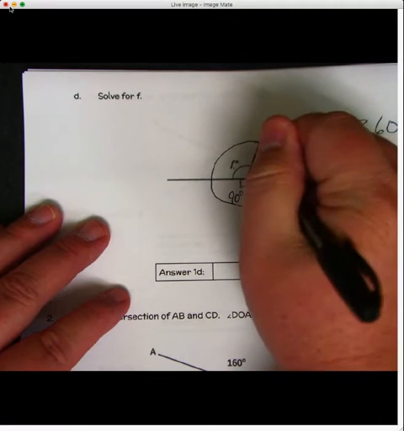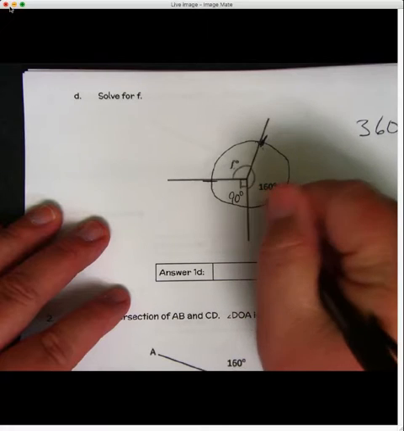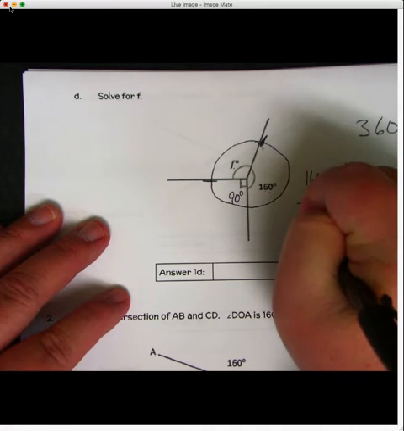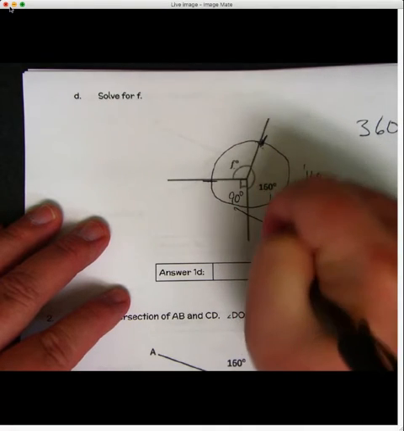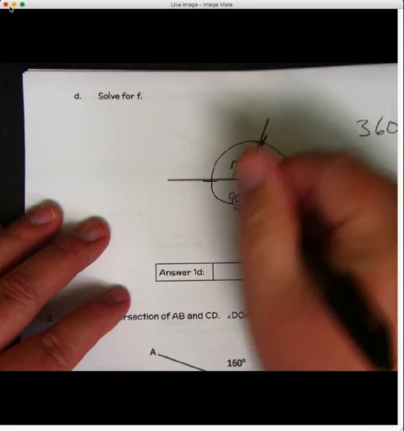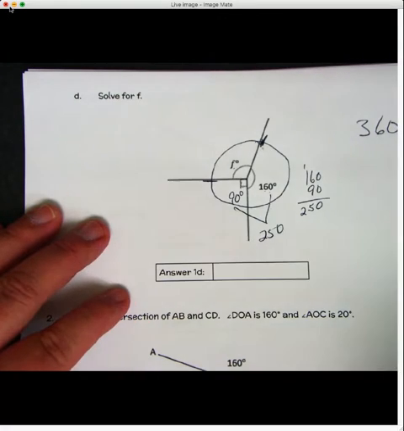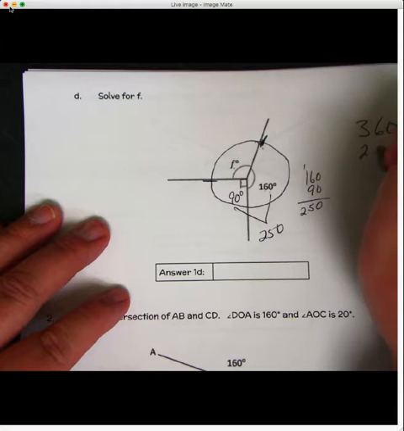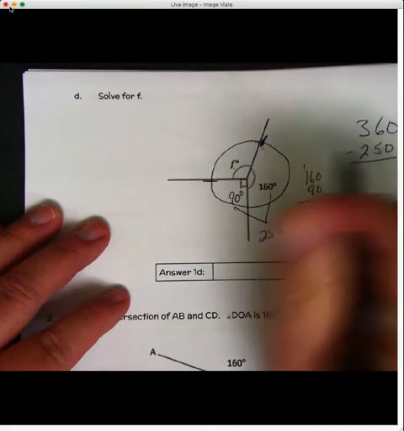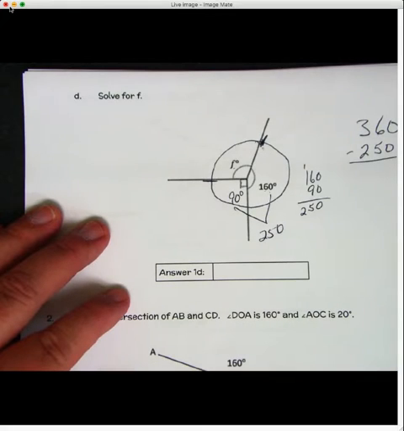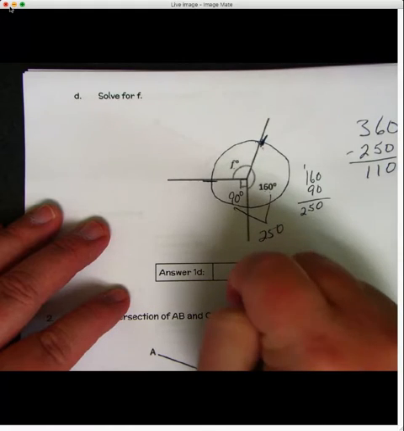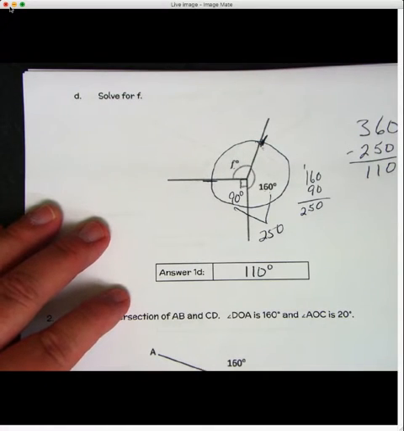So we know from here to here is going to be 90 degrees plus 160 degrees. So let's add them together. And we know these two together equal 250 degrees. From here to here is 250 degrees. But we need to know what it takes to make the rest of the circle, angle F. So we're going to take 250 and subtract it from the measure of the degrees in a whole circle. Remember, 360. And we're going to subtract. And we know angle F is 110 degrees. Okay, not too bad.